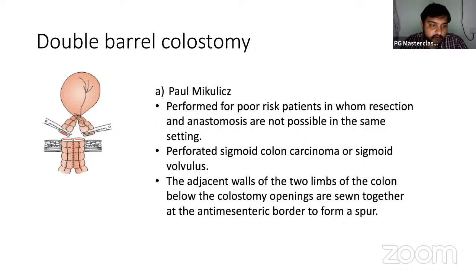the usual colostomy site incisions. And once they both are brought out, we take the suture in the posterior layer. In Paul Mikulicz's technique, the adjacent walls of the two limbs of the colon below the colostomy opening are sewn together at the antimesenteric border, as shown in the figure, to form a spur-like structure. It is done because once we have to reverse it, a simple enterotomy and suturing of the anterior layer would suffice to close this stoma. It also allows for fecal diversion. The distal limb acts as a mucous fistula and the proximal end allows for fecal diversion.